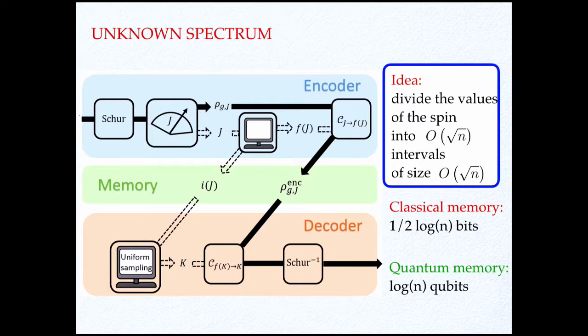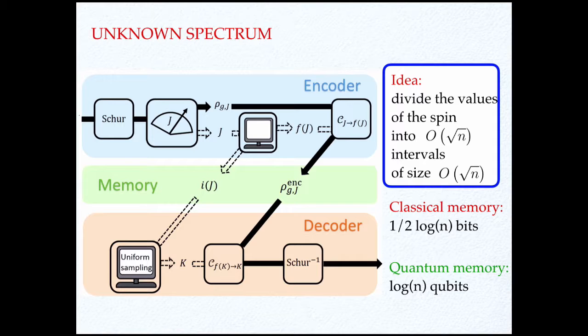So here is a little bit of a schematic of the protocol. We start with the Schur transform to write everything in the nice decomposition. Then we measure J. We look in which interval J is. So we will find what the interval is, and we will encode the value of the interval, the label of the interval, into a classical memory.